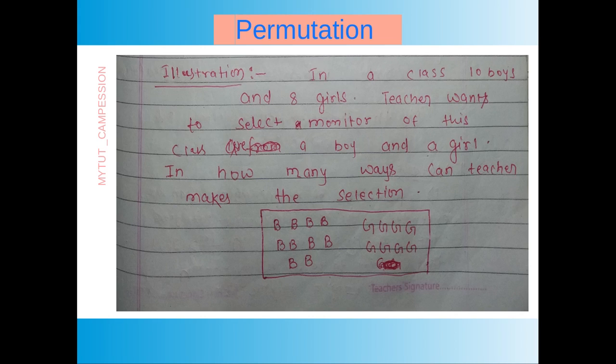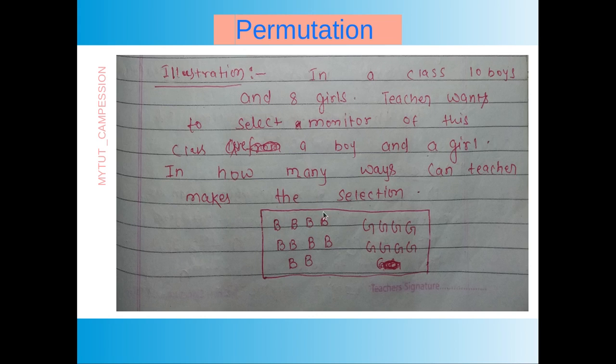In a class there are 10 boys and 8 girls. The teacher wants to select a monitor of this class, a boy and a girl. In how many ways can the teacher make the selection? If I want to select a boy monitor, how many ways are there? 10 ways.